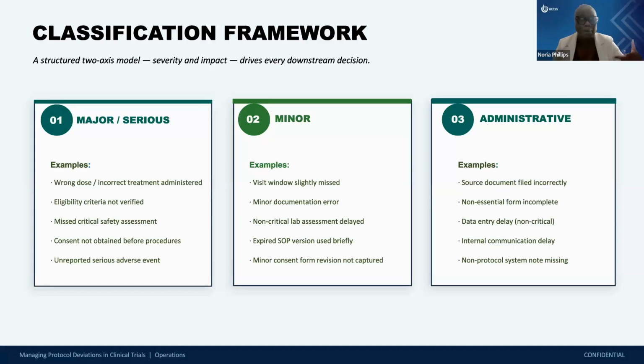So it requires CAPA, where you go and set up a corrective action and preventive action plan in place to make sure that that is corrected and that is not repeated again. So in such a case, CAPAs are initiated.